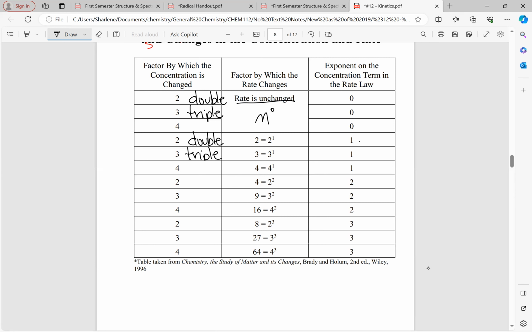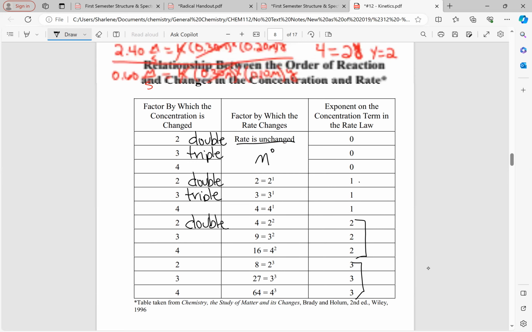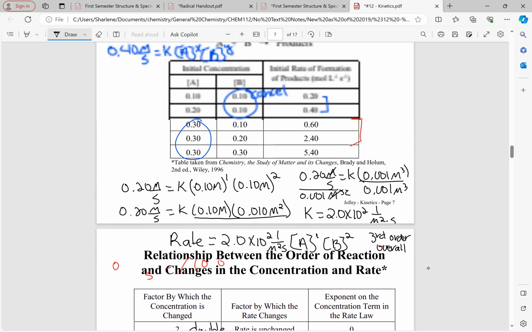Look, if you double it and it squares it, let me see, so that would quadruple it. So if you double the concentration and it quadruples the rate, that is second order. And third order. Again, this is just using ratios in your head, but let's see if we can figure out how to use it on this earlier example.